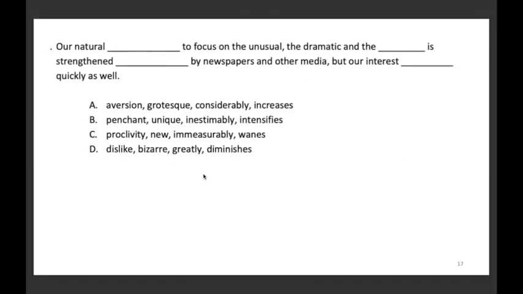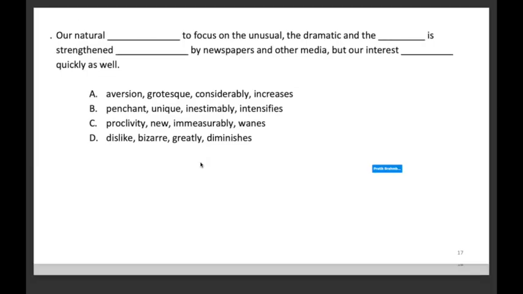Our natural dash to focus on the unusual, the dramatic, and the dash is strengthened dash by newspapers and other media, but our interest dash quickly as well. Now, we are given 4 sets of options. We have to identify which words fit correctly in the statement. It will be option C, which says: our natural proclivity to focus on the unusual, the dramatic, and the new is strengthened immeasurably by the newspaper and other media, but our interest wanes quickly as well. Okay, we'll move to the next one.